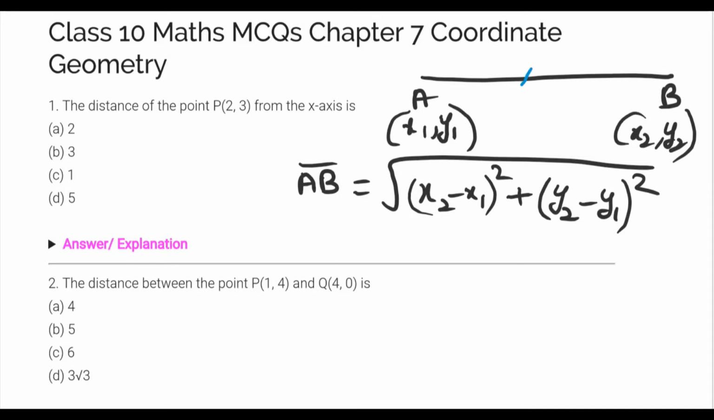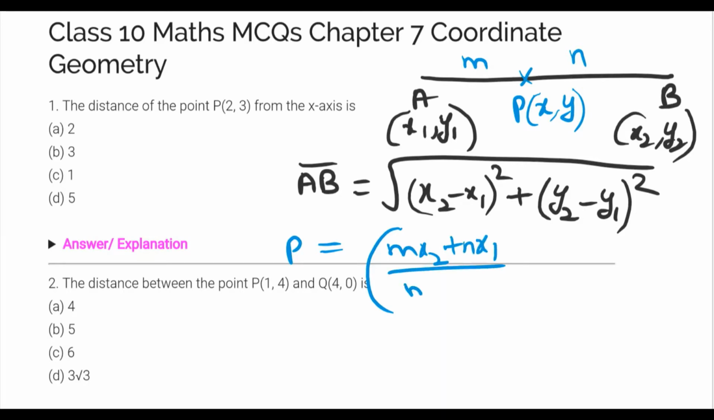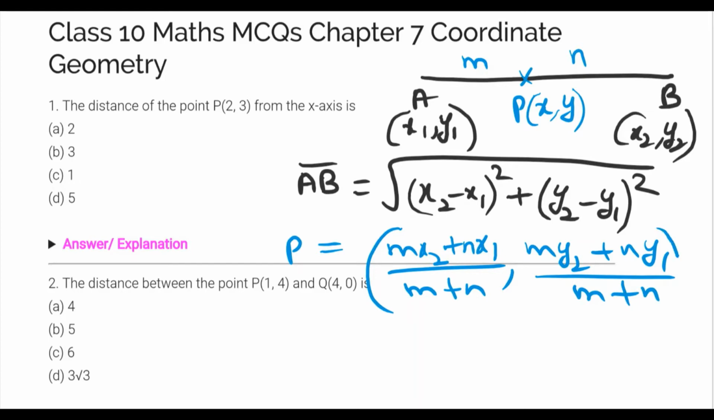If we take a point P, let's say this is (x, y), and point P is dividing the line AB in the ratio m is to n, then point P is given as m into x2 plus n into x1 by m plus n. And the y coordinate is m into y2 plus n into y1 by m plus n. So this is called the section formula.